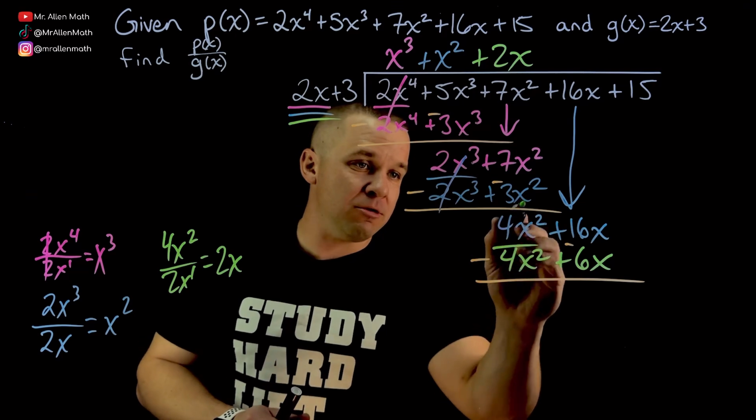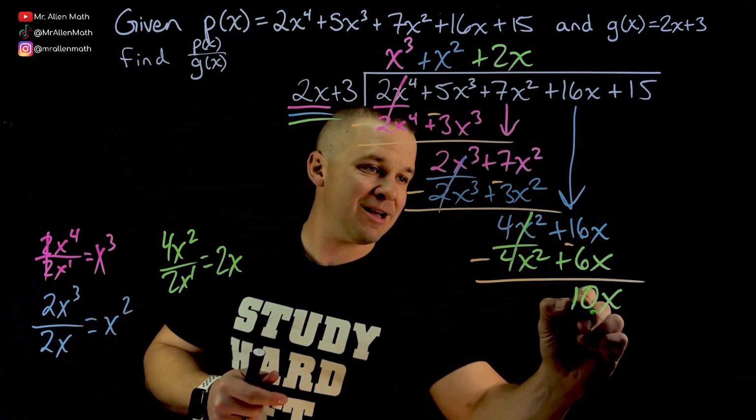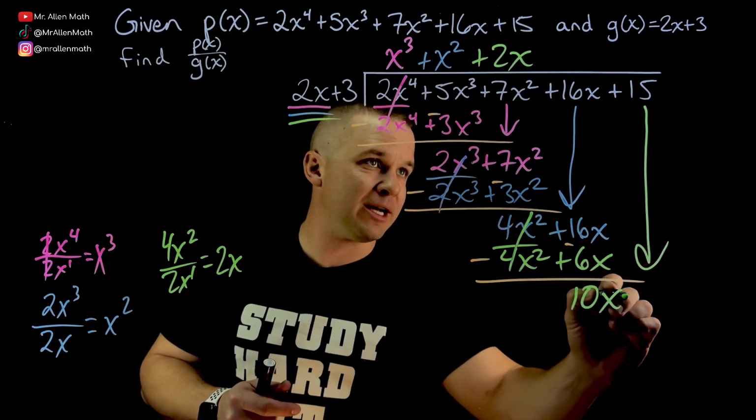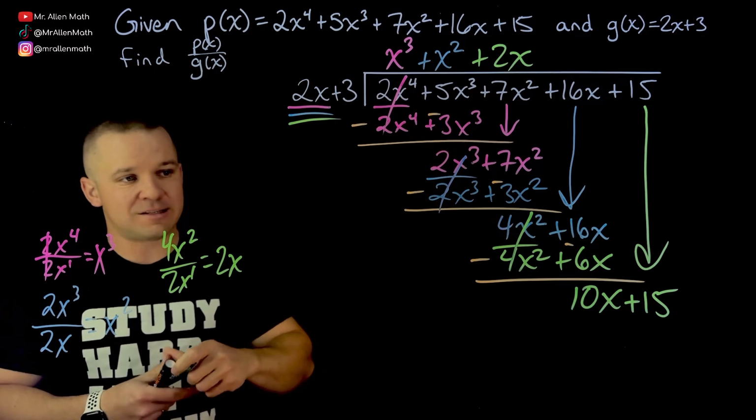All right, these two cancel. They always will. 16 minus 6 is 10x. One more time, drop it like it's hot, plus 15. Repeat the process one last time.